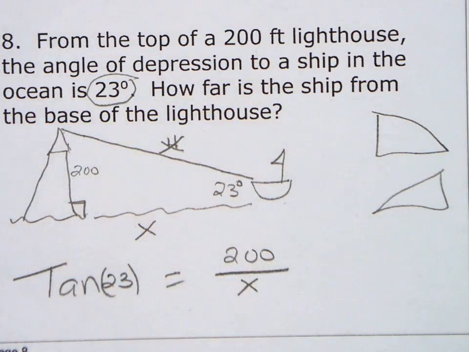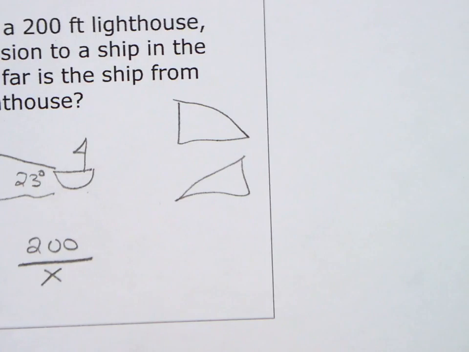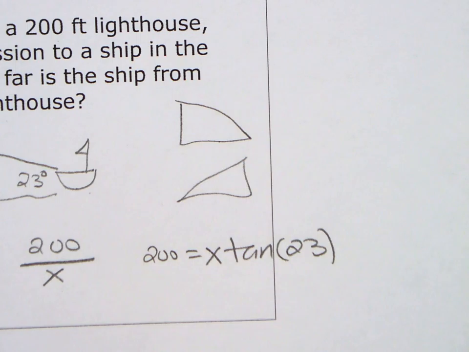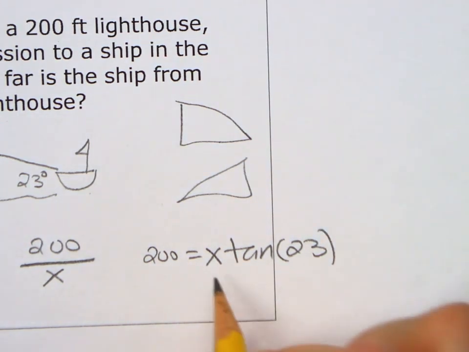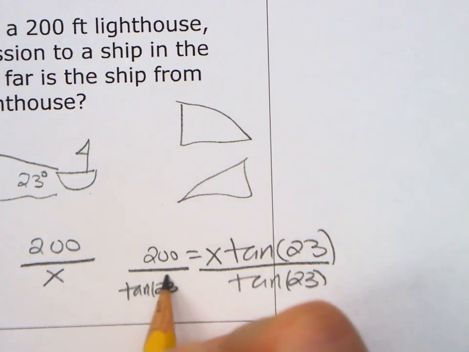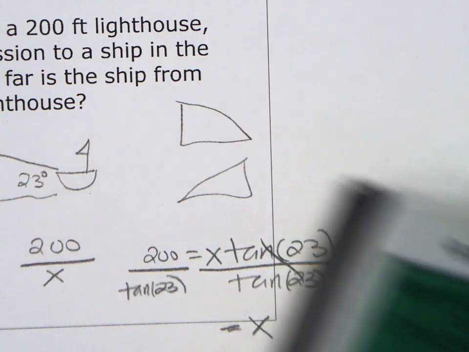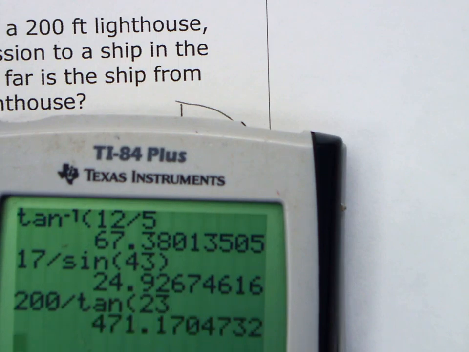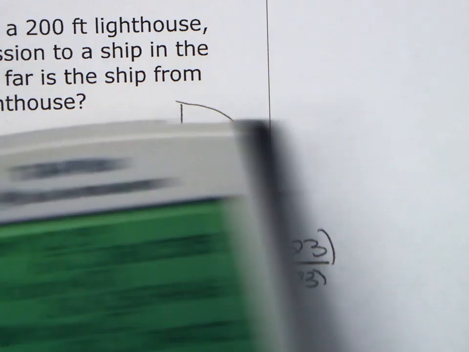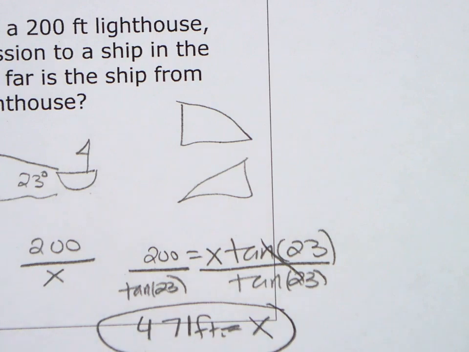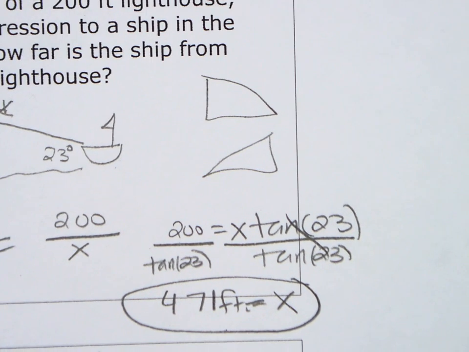We just did 2 problems like this. How do you solve it? Cross multiply. 200 equals x tan of 23. Divide by tan of 23. X equals 200 divided by tan of 23. 471. How far? It doesn't say, so I'm just going to put 471. So 471 feet is the answer. So the ship is 471 feet from the lighthouse. Okay, done.